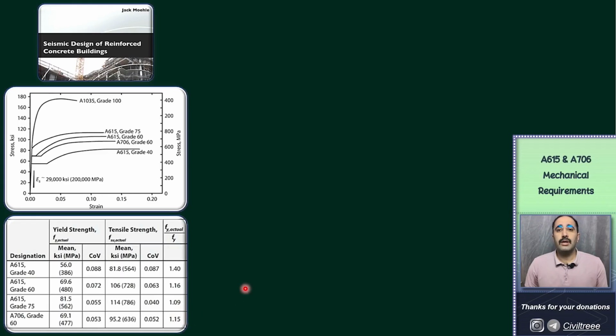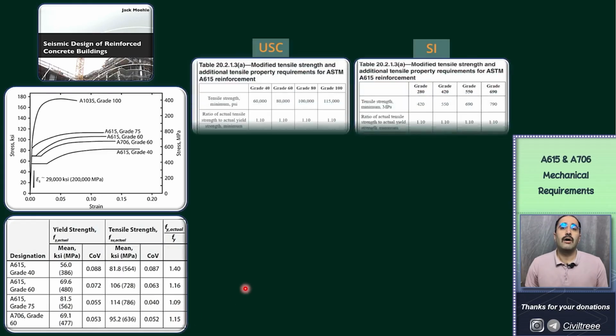The next important ratio that I'd like to talk about is the minimum ratio of the actual tensile strength to the actual yield strength. We can find this ratio in the ACI 318 tables. As you see here, for all grades of ASTM A615, the code defines this ratio to be at least 1.1 to ensure that the tensile strength has enough distance from the actual yield strength.